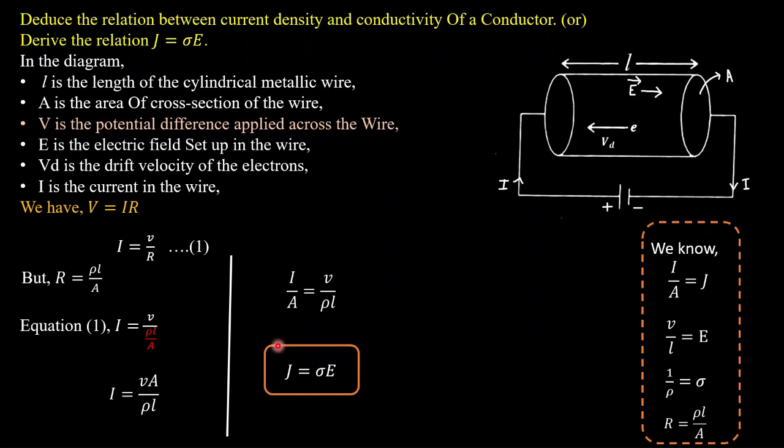I by A is nothing but J, and 1 by rho is sigma, so I have substituted sigma here. V by L is nothing but the electric field intensity. So I get J is equal to sigma E.